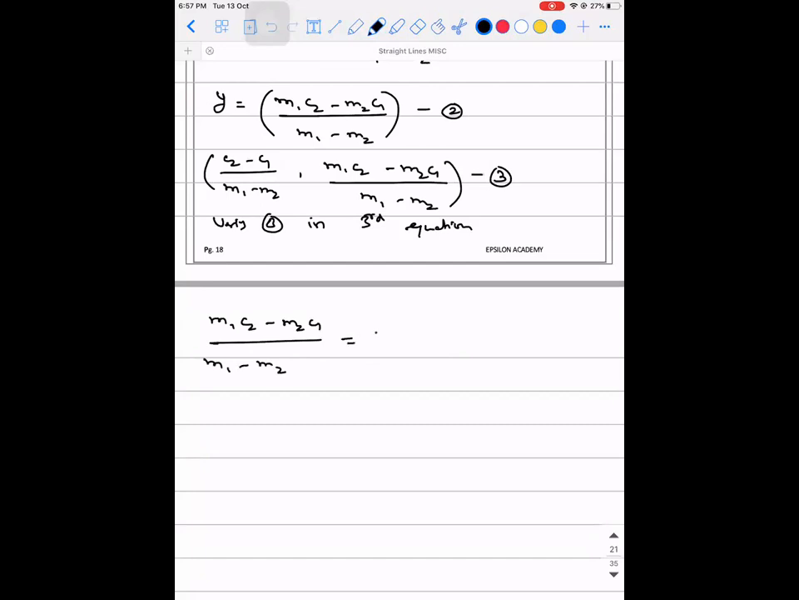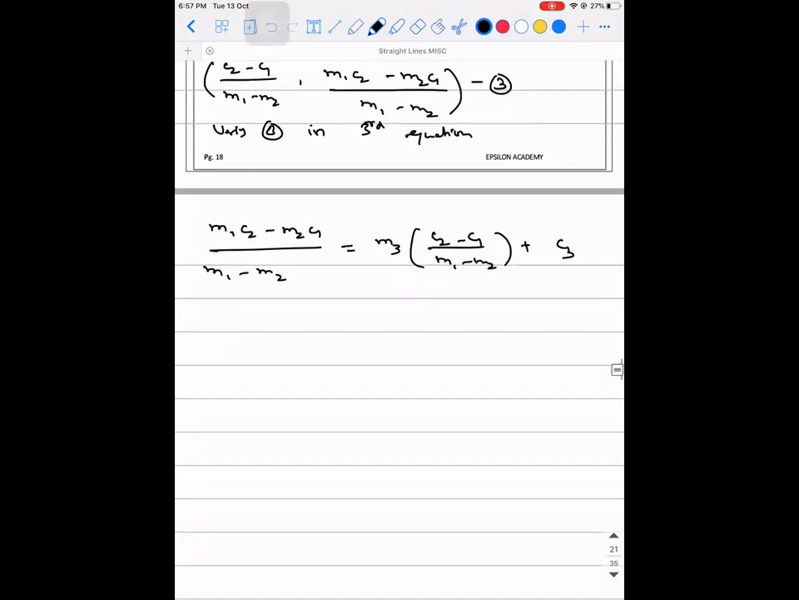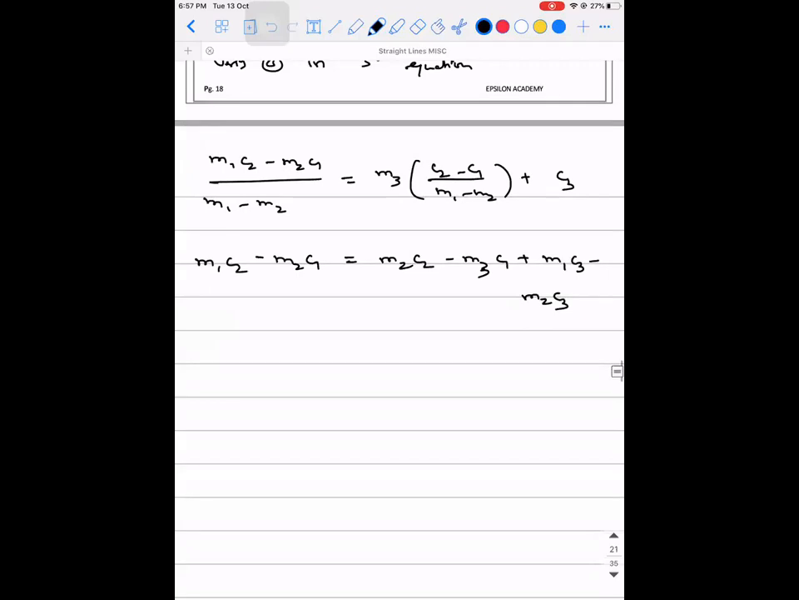y is equal to m3 into x plus c3. So m1c2 minus m2c1 is equal to m3c2 minus m3c1 plus m1c3 minus m2c3. Now collect all m1 terms. m1 into c2 minus c3 plus m2 into c3 minus c1.